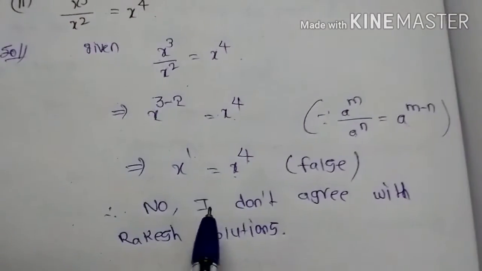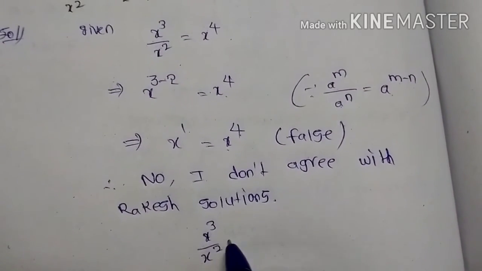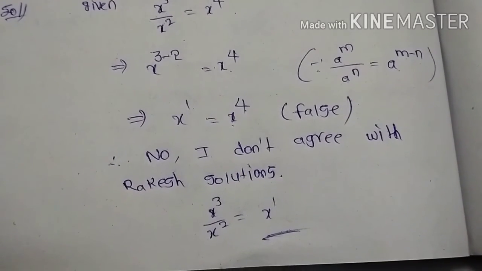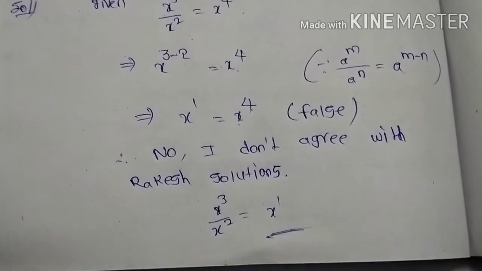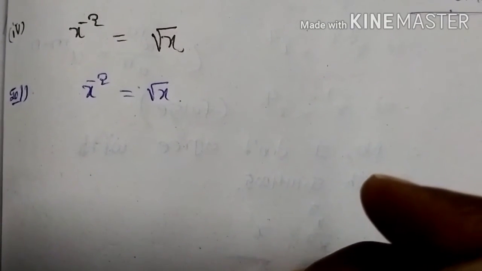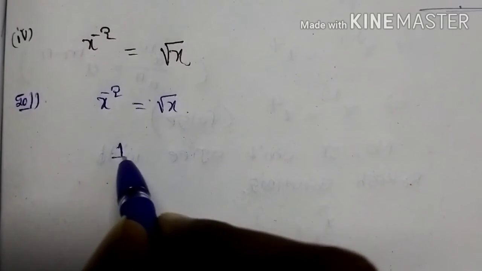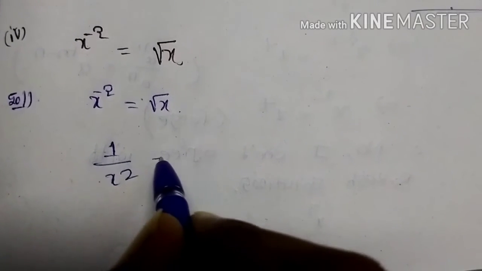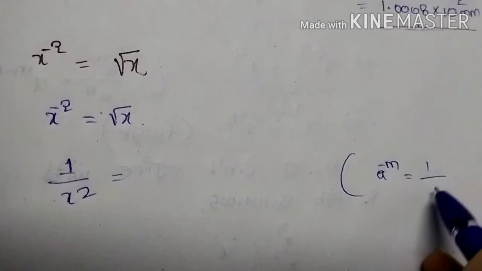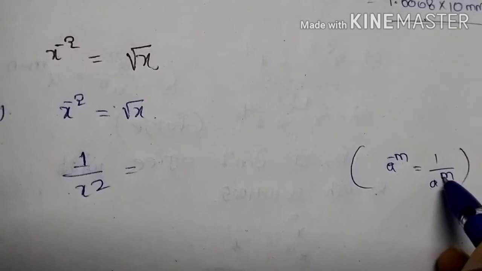Why? Because here x to the power 3 by x to the power 2 is equal to x to the power 1 is your solution. See here, x to the power minus 2 is equal to root x. See, x to the power minus 2 means, can I write here 1 by x square or not? Yes. Why? Because you know that a to the power minus m is equal to 1 by a to the power m, or not? Yes. A to the power minus m is equal to 1 by a to the power m.